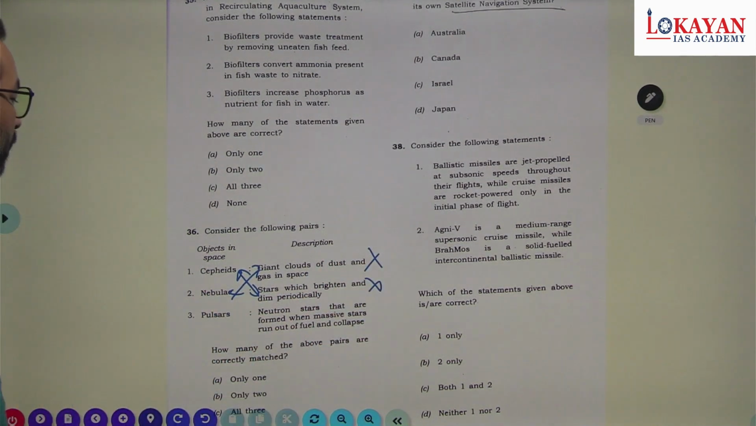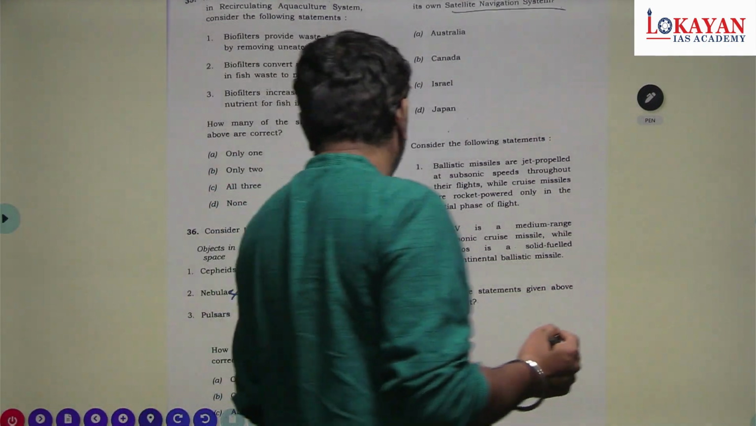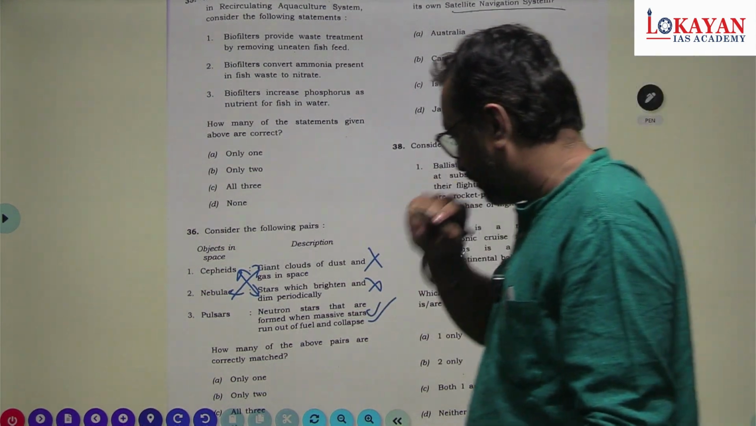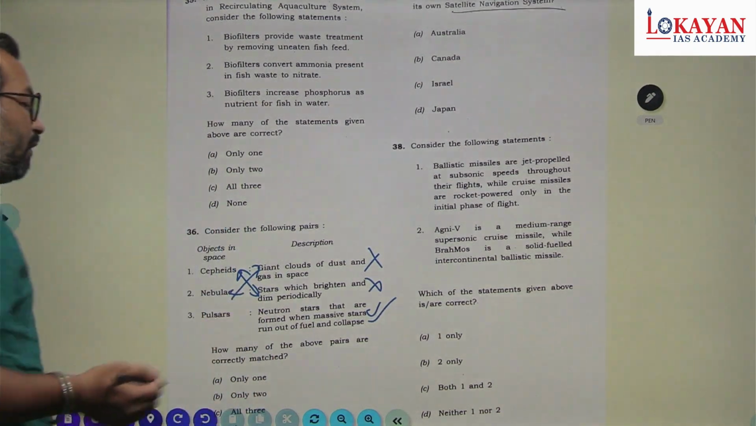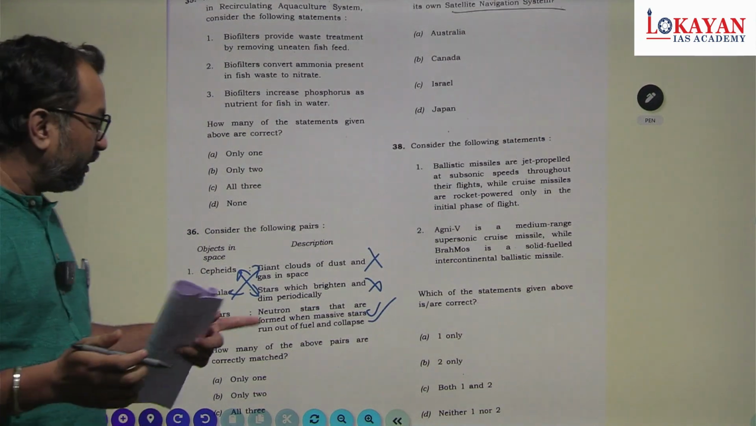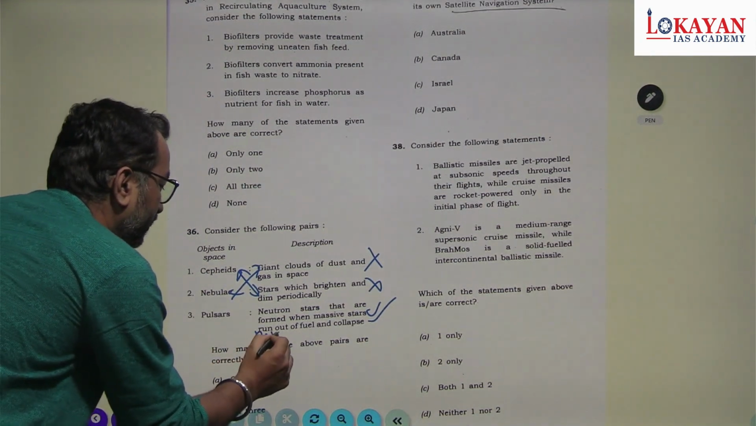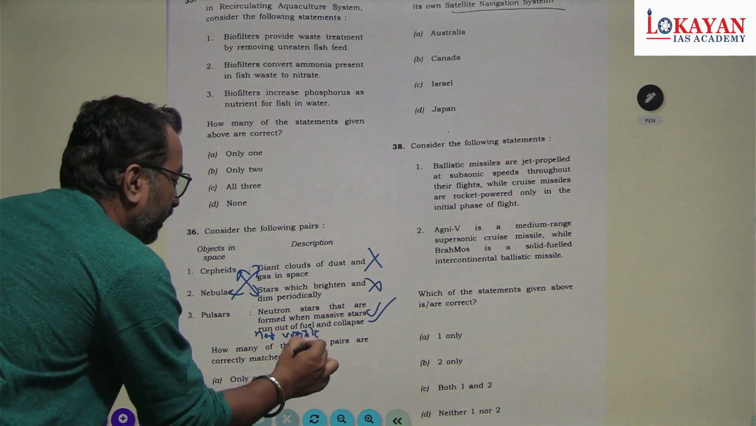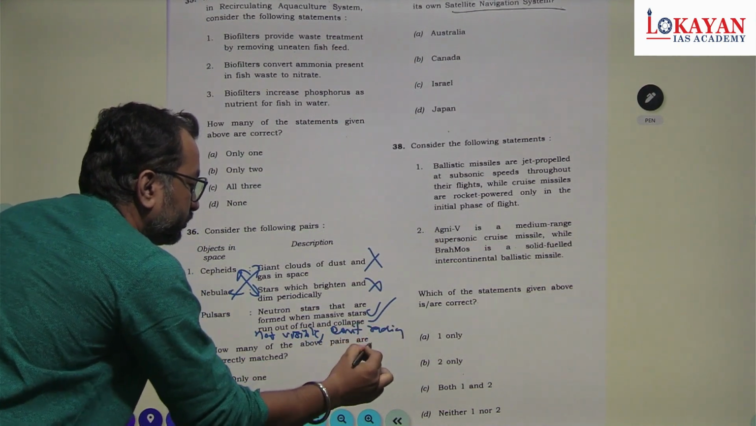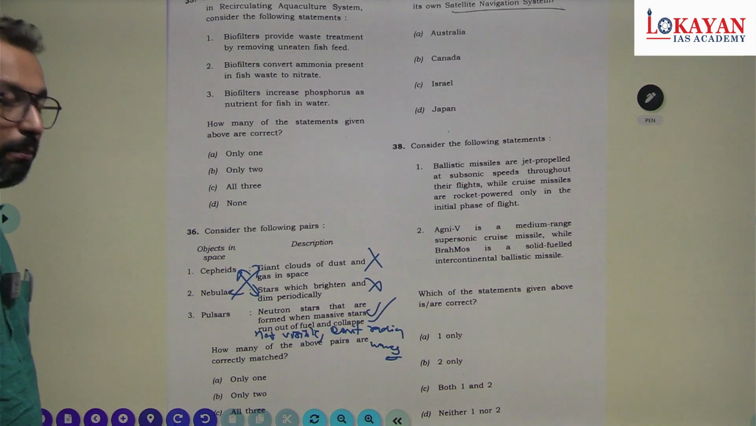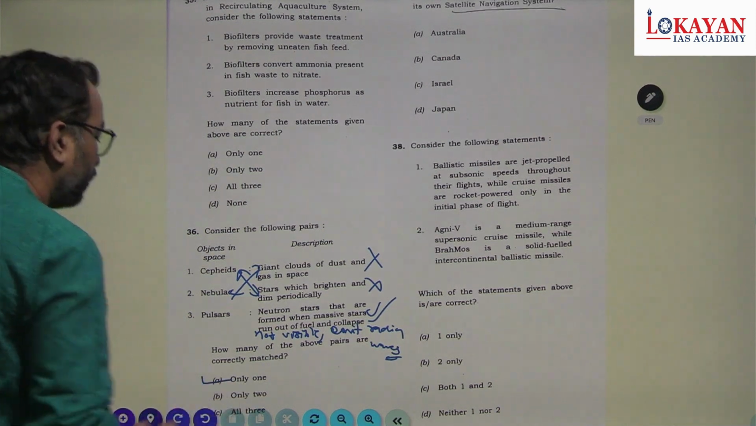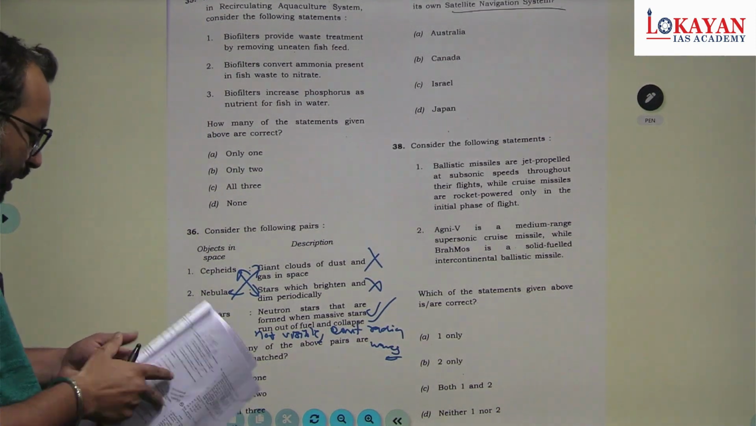Third are pulsars. Pulsars are neutron stars that are formed when massive stars run out of fuel and collapse. This is the right option, because these stars are formed when massive stars die out. They run out of fuel. That means they die out. They are formed, and these are not visible. These stars are not visible, as well as they emit radio waves. So these are called pulsars. So out of all these three definitions, only one is correctly matched. So only one, option number A, is correct.